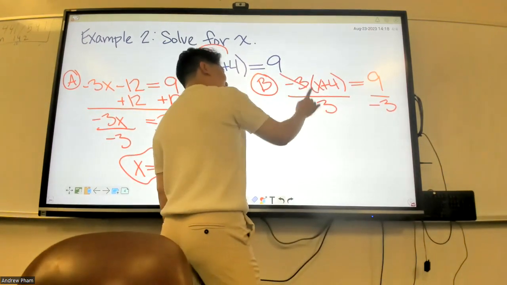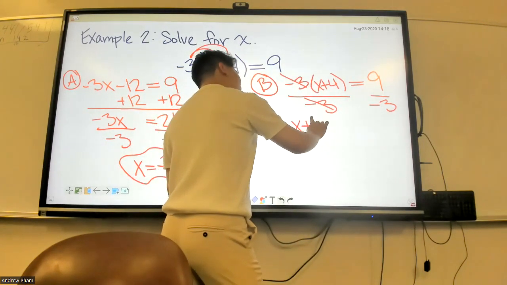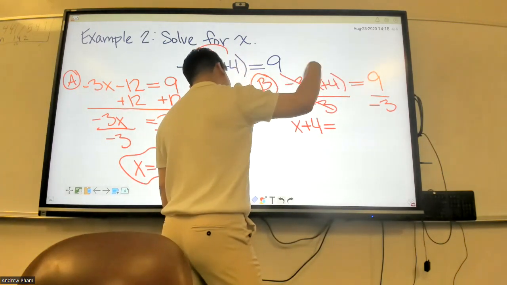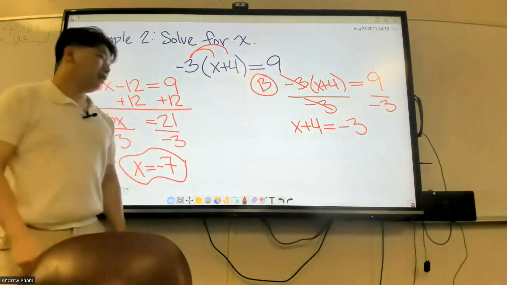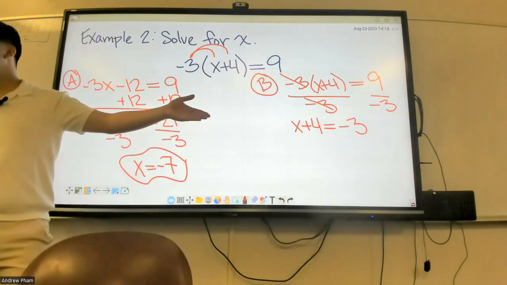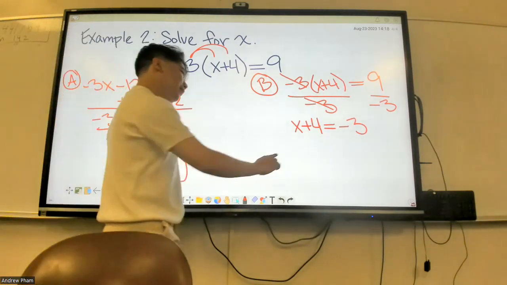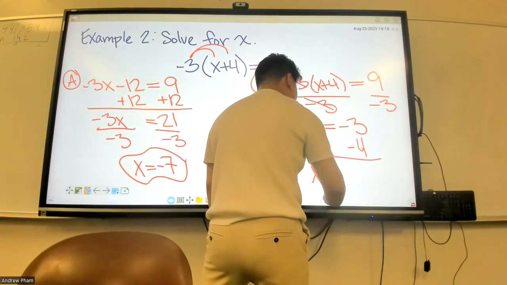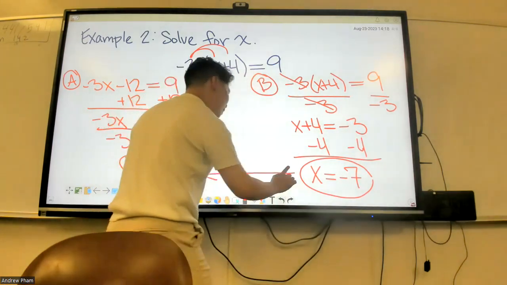So if I do that, negative 3 cancels with negative 3, leaving me with x plus 4 is equal to 9 divided by negative 3. I get negative 3. And now I have another equation that we know how to solve. I can just subtract 4, which gives me x is equal to negative 7, the exact same answer.